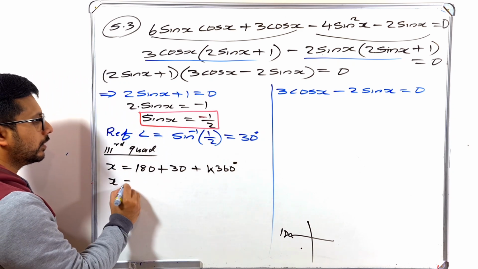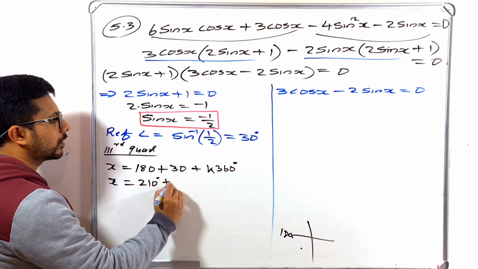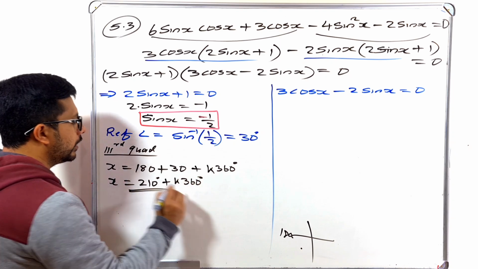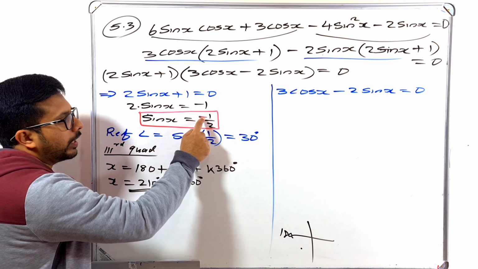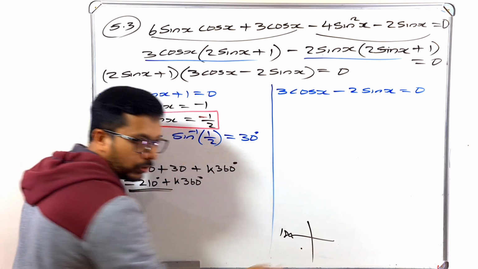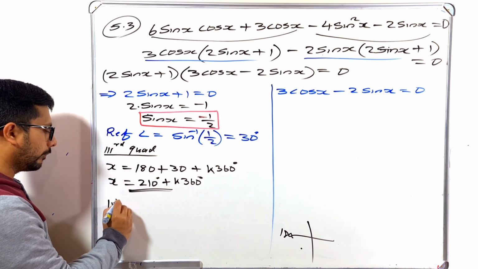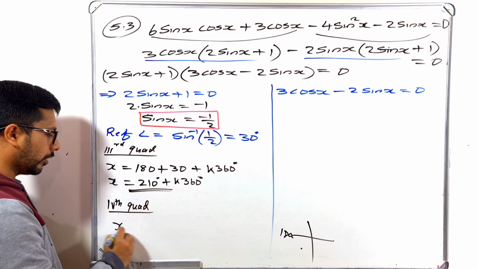So here x is equal to 180 plus 30 is 210 plus k 360. So that is one answer. I told you sine is negative in the third and fourth quadrant. So next one is the fourth quadrant. How can you write the fourth quadrant?